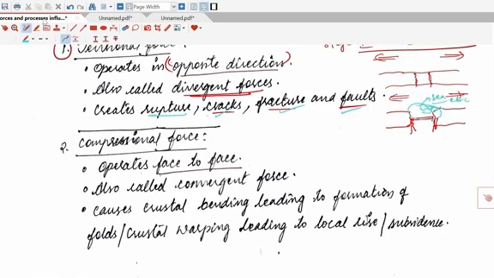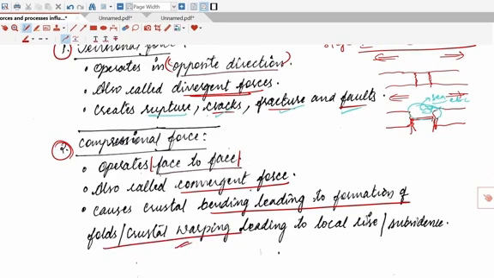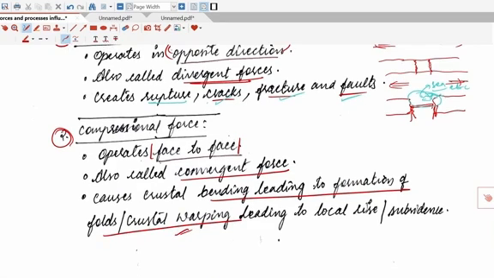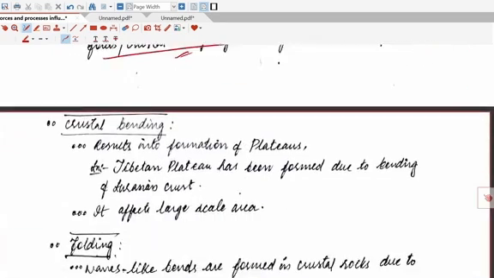And next we'll discuss the compressional force. Compressional force operates face to face, that means in the same direction. It is also called convergent force. It causes crustal bending, leading to the formation of folds and crustal warping, which I have discussed earlier. I think you may understand this easily.